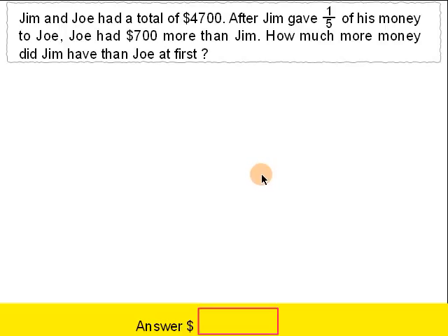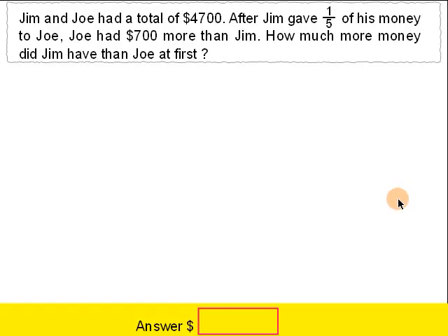Now, the question said that Jim and Joe had a total of $4,700. After Jim gave 1/5 of his money to Joe, Joe had $700 more than Jim. The question is: how much more money did Jim have than Joe at first? So let's go through it a step at a time.